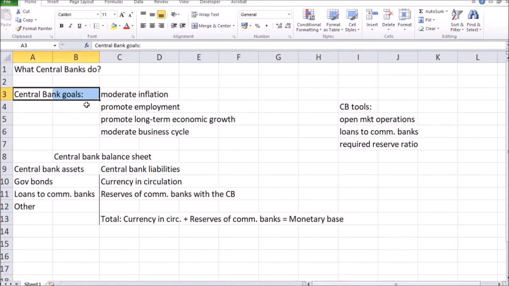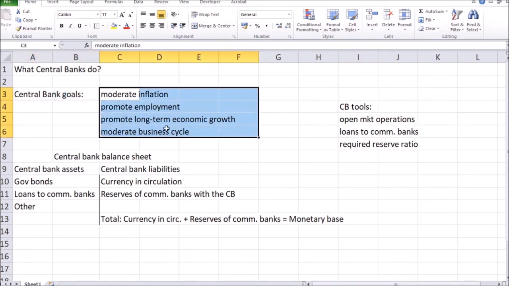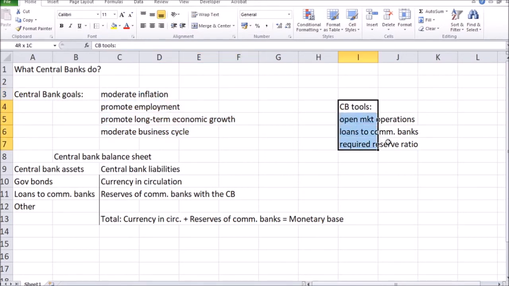Now, coming back for a minute to the goals of central banks. There are 4 goals, and the central bank tries to achieve these goals using its monetary policy. And within its monetary policy, there are several tools that the central bank can use in achieving its goals. There are 3 tools, which are open market operations.